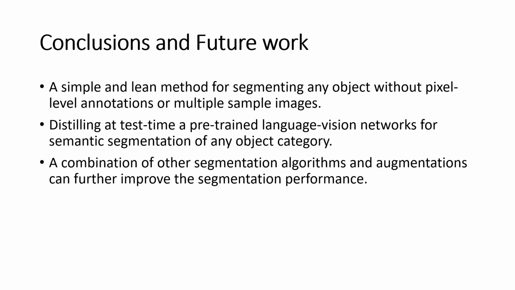Conclusions. We presented a simple and lean method for segmenting any object without pixel level annotations or multiple sample images. We showed that we can distill at test time a pre-trained language vision network for semantic segmentation of any object. For future work, we can explore other combinations of segmentation algorithms and augmentations, which can further improve the segmentation performance. Thank you for listening.